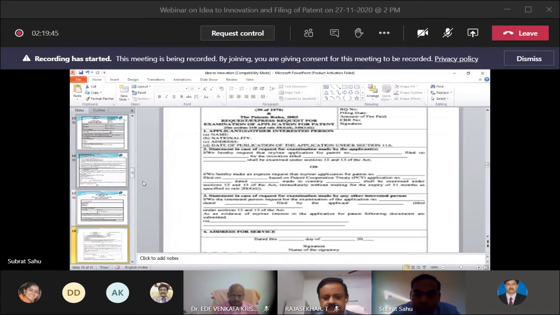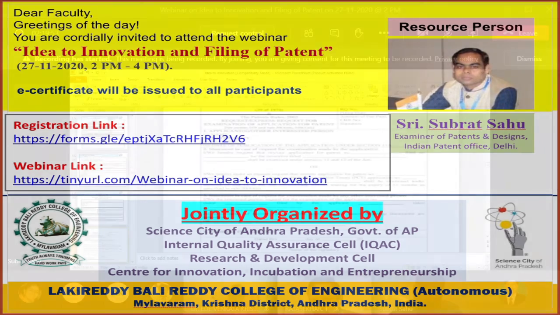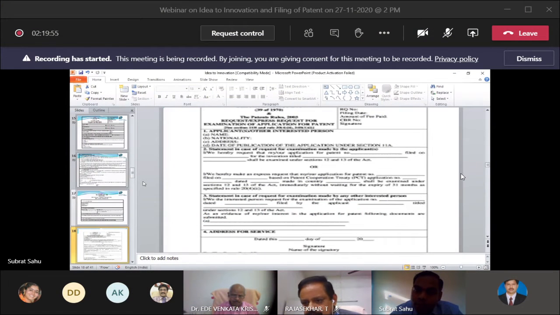Okay, see, this is the most important form of the Indian Patent Office: examination of the application for patent. Until and unless we file form 18 with our application, our examination will not be processed. The day we file form 18, on that very day our examination starts, and within 6 months you will get your first examination report.